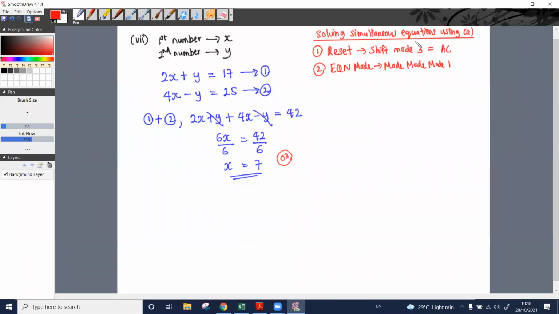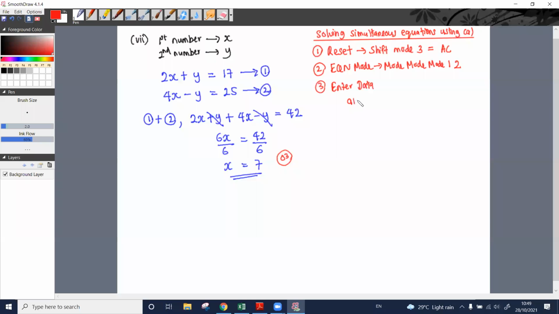Then it is asking how many unknowns there are. Here there are two unknowns, one is x and the other is y. Sometimes this can be three, x, y, z. Since here we have 2 unknowns, we need to press 2. Then we need to enter data.